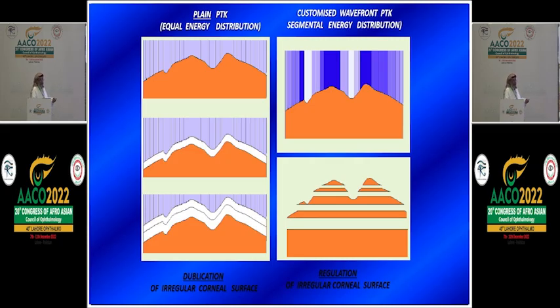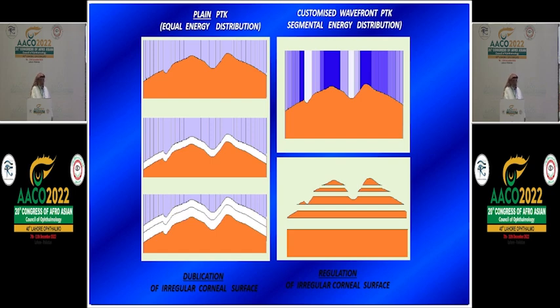If you have plain PTK, the energy will be distributed equally all the way, and every part of the cornea will receive the same energy like the other. So all we get from plain PTK is replication of the surface. The surface itself is taken down and down and down exactly in the same shape.